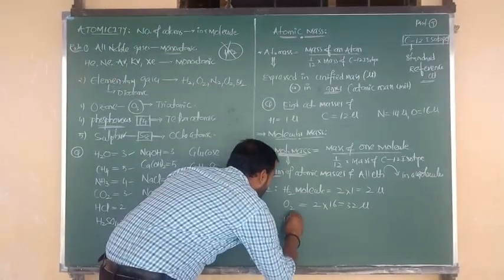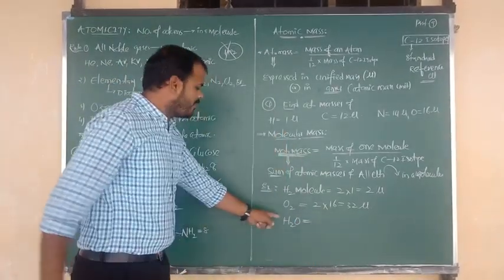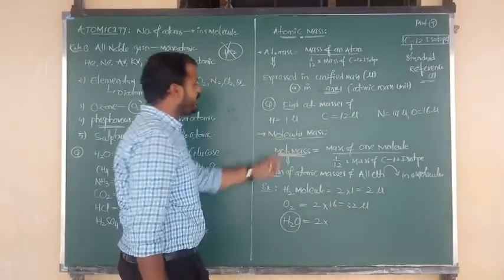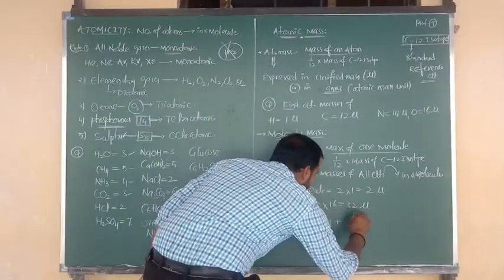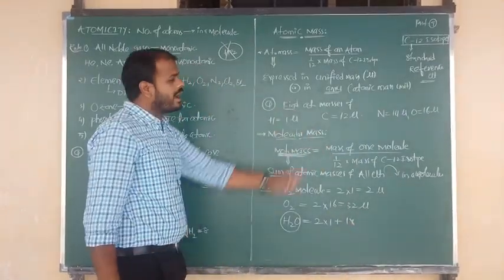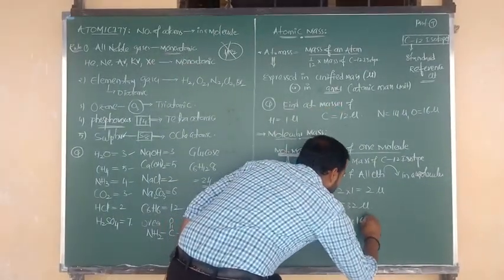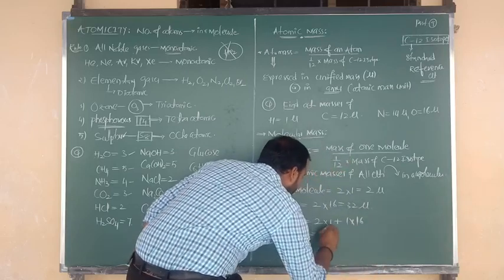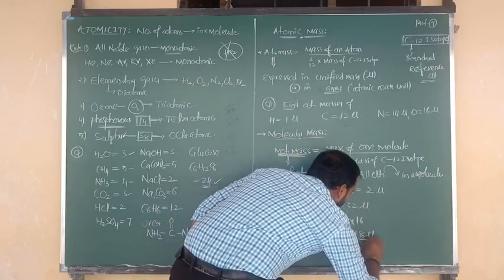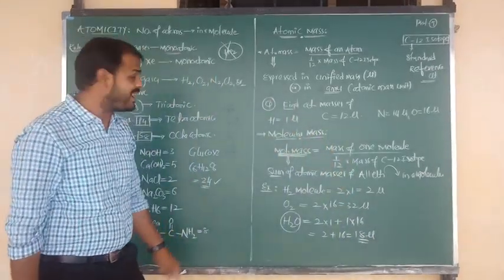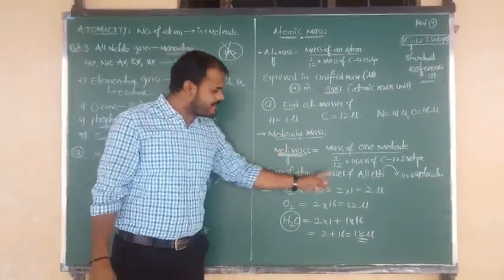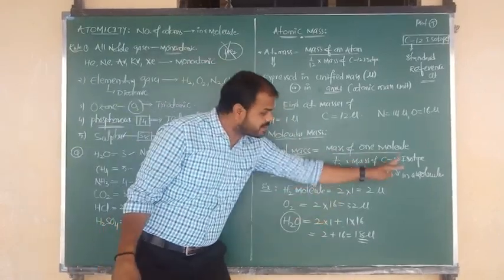And one more, the water molecule H2O. How many hydrogen atoms are there? In the H2O molecule, 2 hydrogen atoms are there, and each hydrogen contains 1 unified mass, plus 1 oxygen atom, whose atomic mass is 16. So 2 ones are 2, plus 16 into 1 is 16. Total is equal to 18 unified mass. That's why I said molecular mass is the sum of atomic masses of all the elements which are present in a molecule.